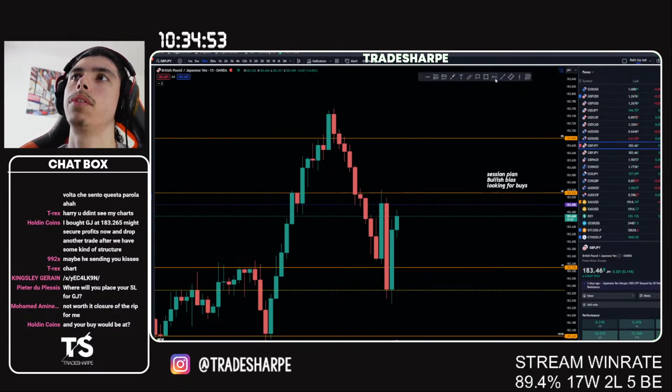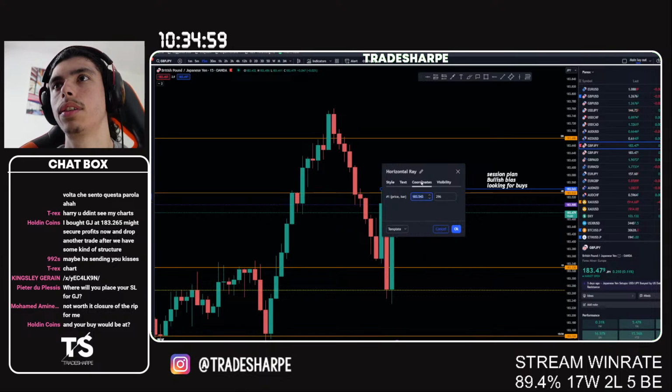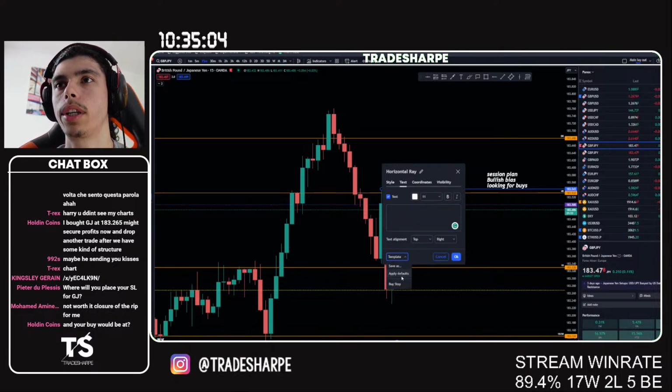Buy would be here, break of this high. But wait for it, give it some space. Allow it to break properly, right? Don't just jump in quickly.